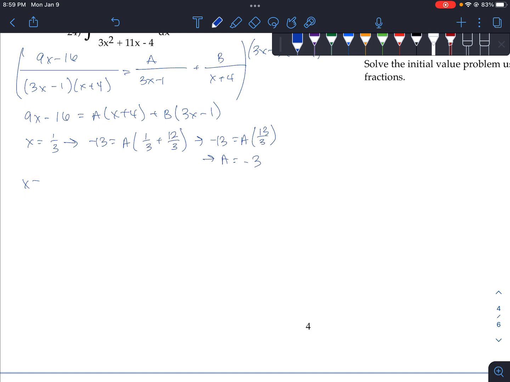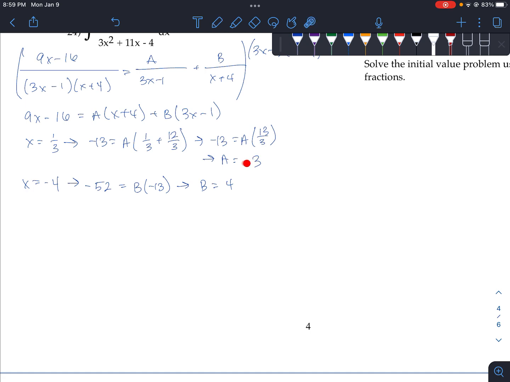Okay, so let's say x is equal to negative 4. So that would be 9 times negative 4 minus 16. So that's going to be negative 52 is equal to b times negative 13. So then b would be equal to positive 4, right? 52 divided by 13. Yeah, positive 4.